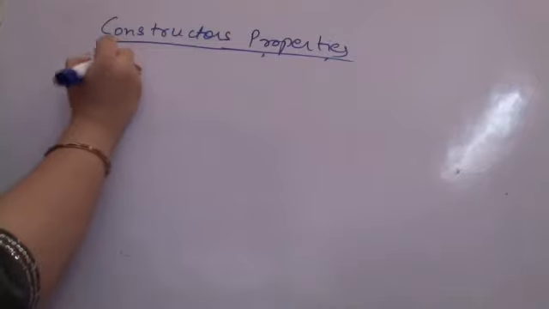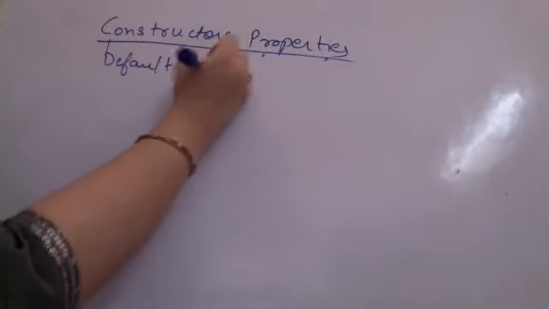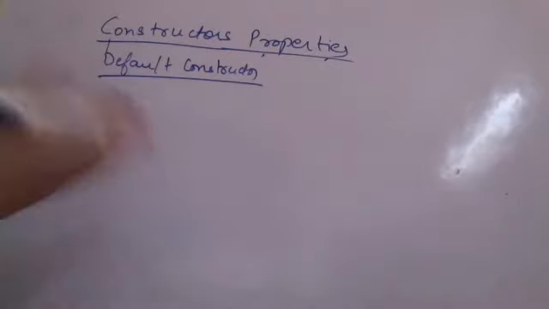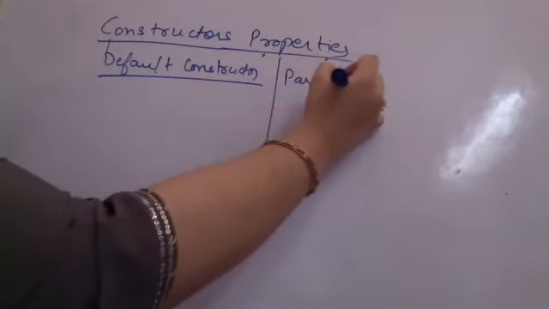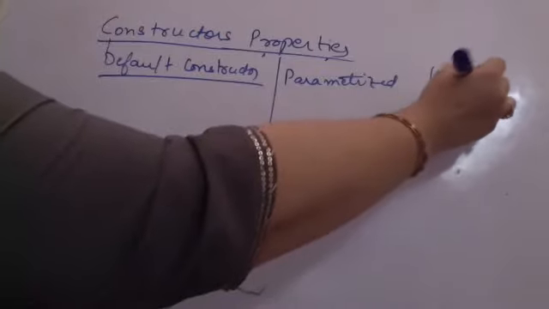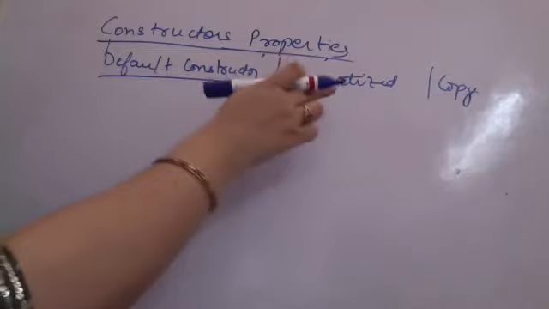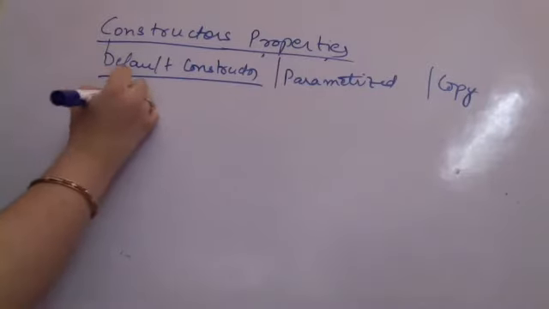There are default constructors. Even when we have not mentioned any constructor within a class, the compiler itself has its default constructor. Then we have parameterized constructors, and then we have copy constructors. Let us just see what all of them mean: default constructor, parameterized constructor, or a copy constructor. I'm taking the same class.